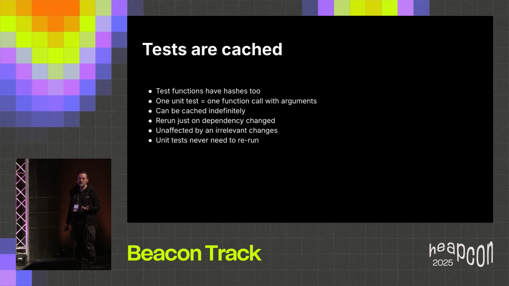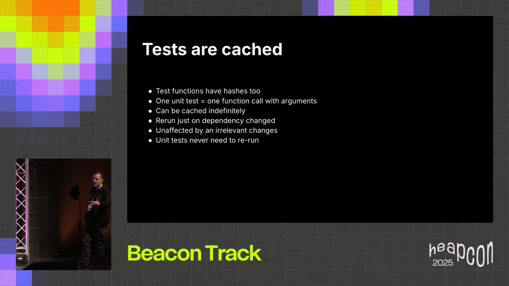Our unit tests are functions as well. Function calls with arguments are just function calls. They will be compiled once. They can be cached, or to call it stored in the Unison codebase, and they can exist indefinitely there. The only time your tests are invalidated is when you refactor the function that you're testing.